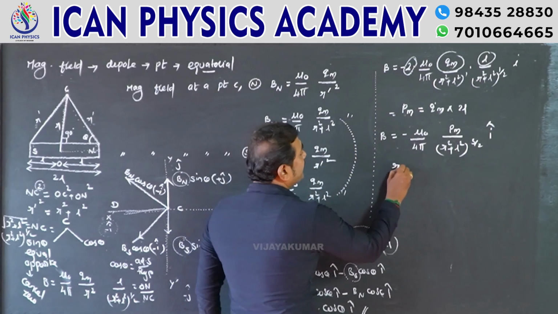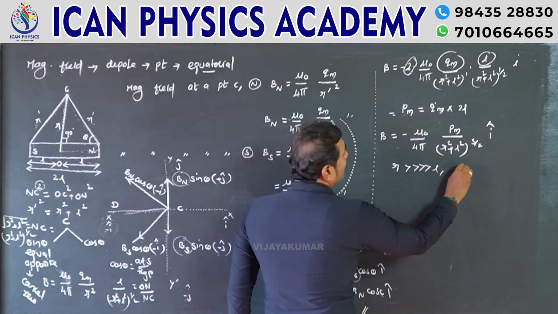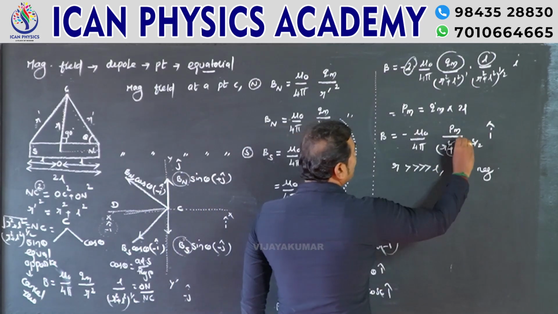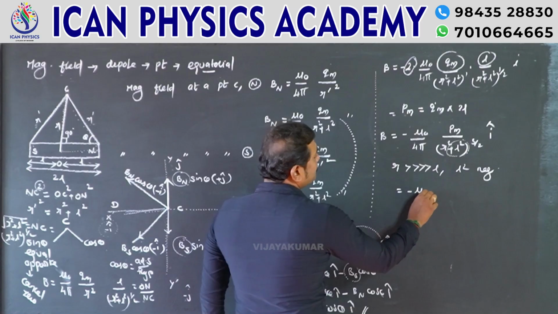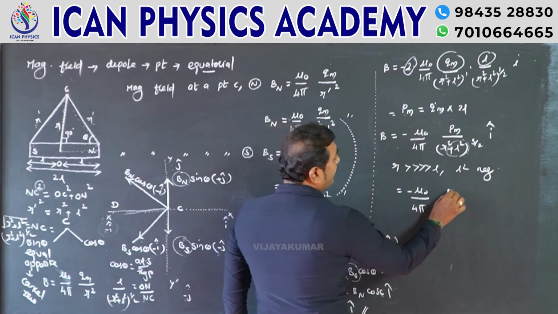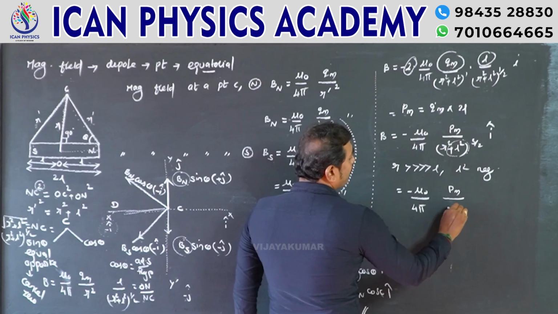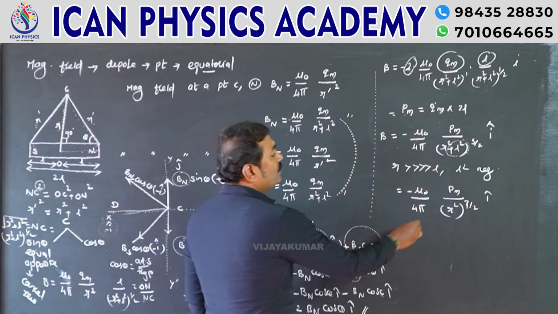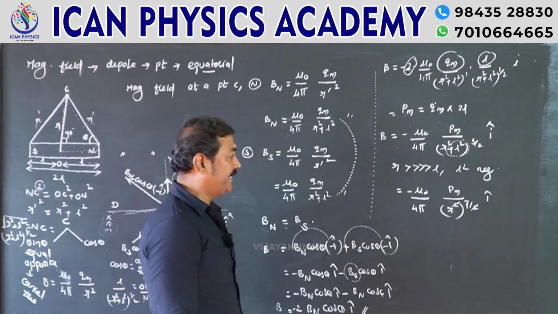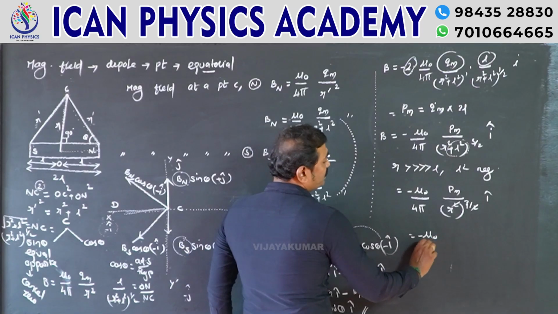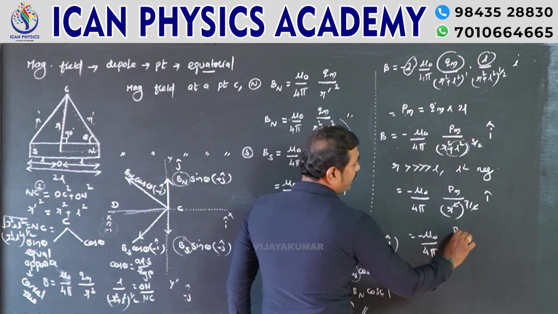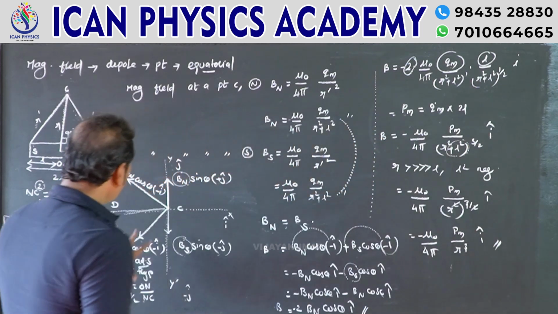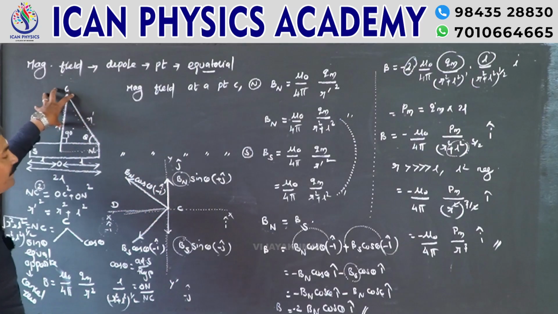இப்போ மறுபடியும் அதே கண்டிஷன், r is much greater than l. So l square can be neglected. அப்ப இந்த l square neglect பண்ணா நமக்கு minus mu naught by 4 pi into Pm divided by r square power 3/2 of I cap. இப்ப இந்த 2, இந்த 2 கேன்சல் ஆயிரும். அப்ப minus mu naught by 4 pi Pm by r cube of I cap. ஓகே.